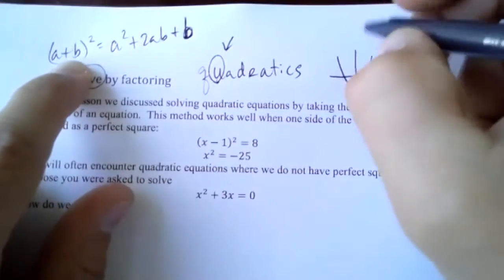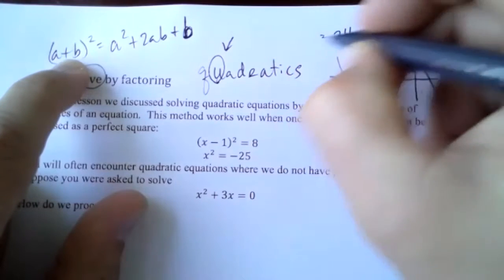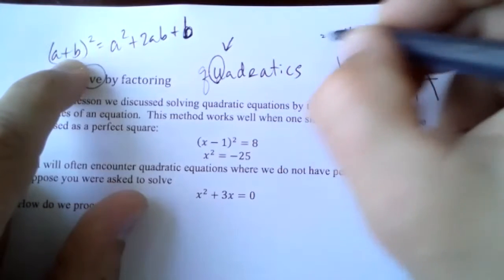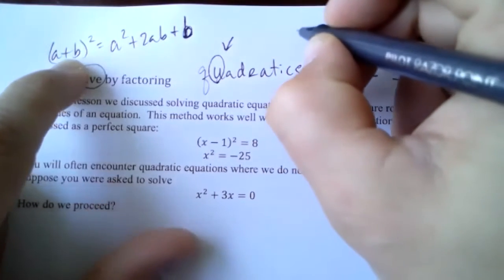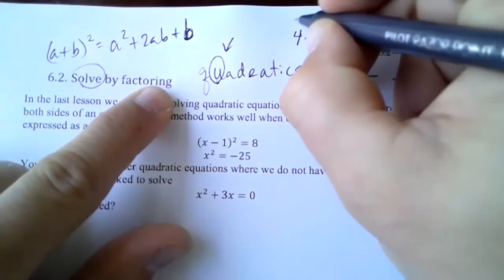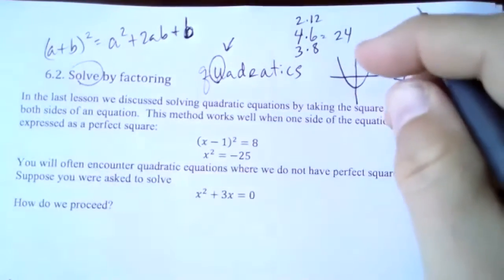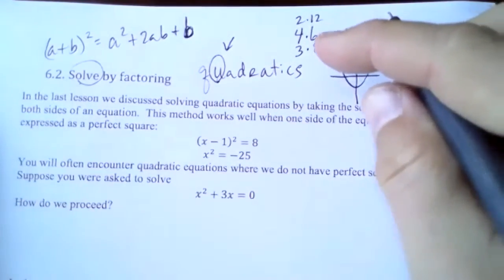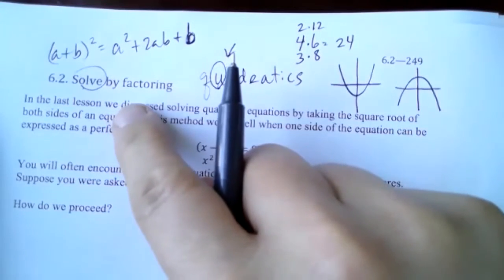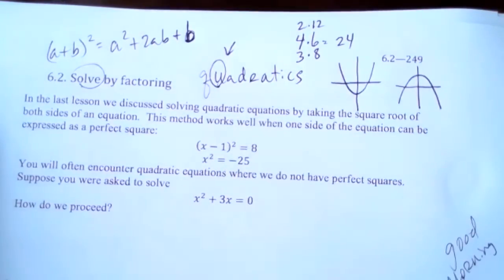Another version of factoring would be something like take the number 24. The number 24 could be a whole bunch of different things. It could be 4 times 6, which is factors of 24, or it could be 2 times 12, or it could be 3 times 8. But we're going to look for the exact solutions to the quadratic functions as we go.